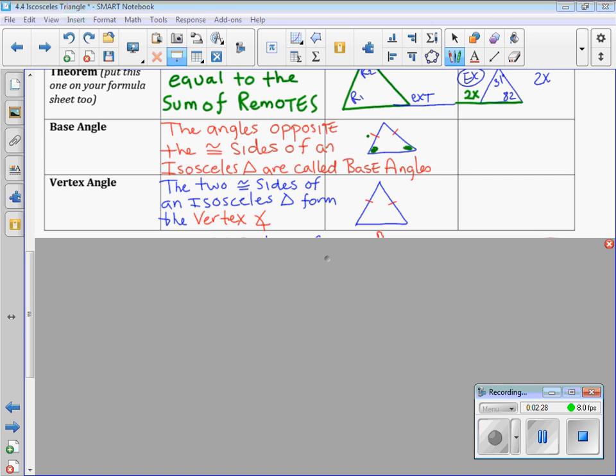So a vertex angle is a unique angle in an isosceles triangle. The two sides that are congruent of an isosceles triangle form the vertex angle. So if you look at my drawing here, I'll color in the vertex angle. So it's the one angle that's at the top here. Okay, now it's not always at the top. I can turn an isosceles triangle upside down and it'd be on the bottom or on the side or whatever. Plainly stated, it is the third angle that's left over. Once you find the base angles, it's the last angle.